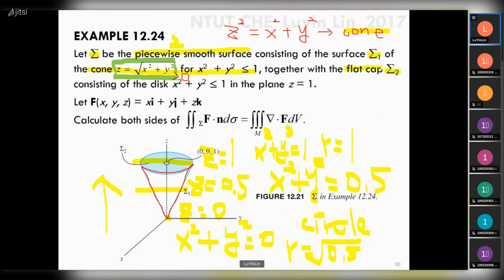Sigma 2 is the flat cap. It's a cap. Okay, cap, consisting of the disk. The equation is this. In the plane z is equal to 1, and the disk is like this. So the blue part is the figure for sigma 2. Okay.